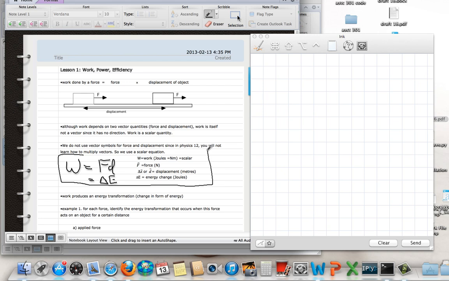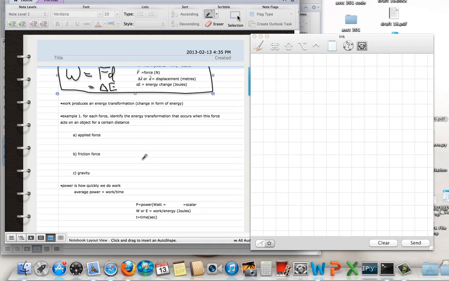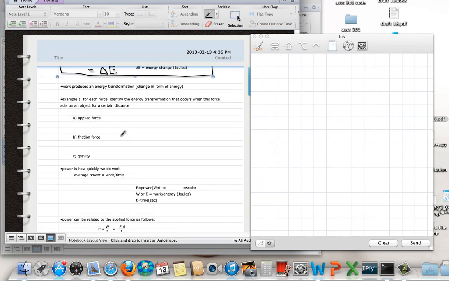Now, because work is a force times a displacement, the units of work must be newtons times meters, which is defined as a joule. Now, let's look at a couple of examples.